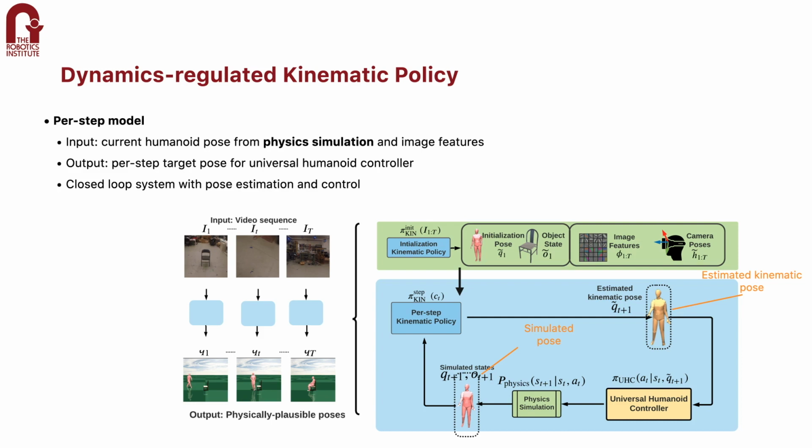Leveraging our learned universal humanoid controller, our kinematic model becomes a physics-based policy that outputs the reference motion instead of joint torques. Basically, we abstract the humanoid control problem into the universal humanoid controller and turn this problem into outputting reference motion. Basically, pose estimation.